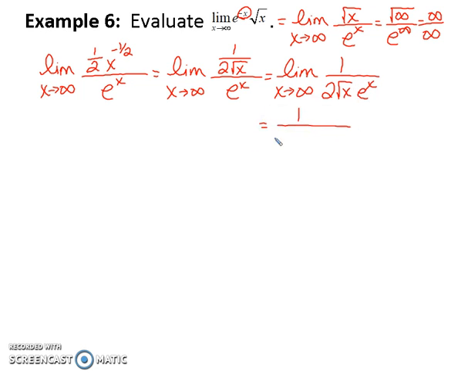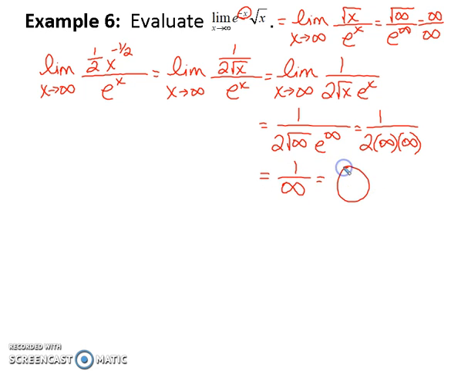Then when you go to substitute, you get 1 over 2 times the square root of infinity times e to the infinity, which would be 1 over 2 times infinity, which it doesn't matter how many infinities you multiply together, it's an infinity. And so your answer would be 0.